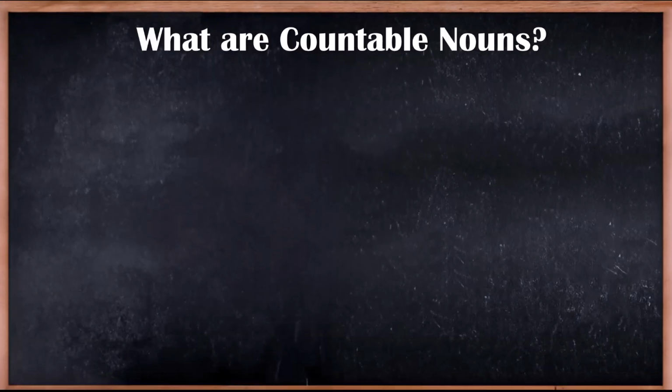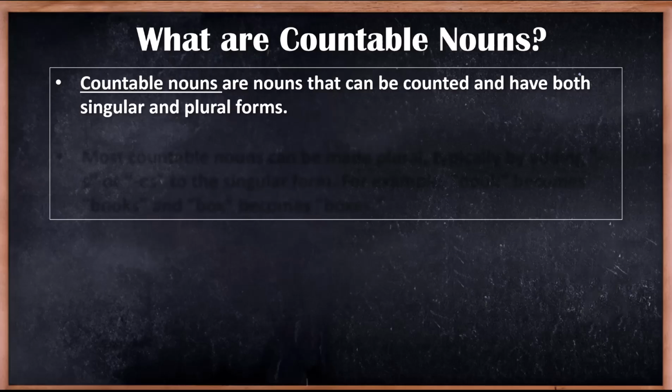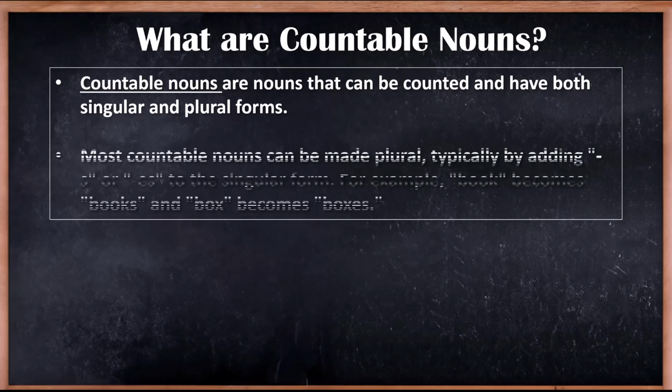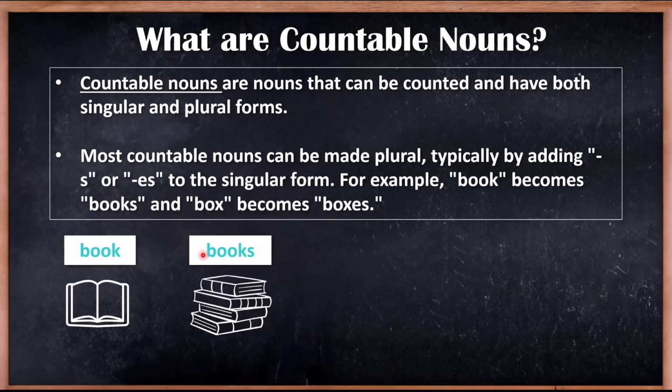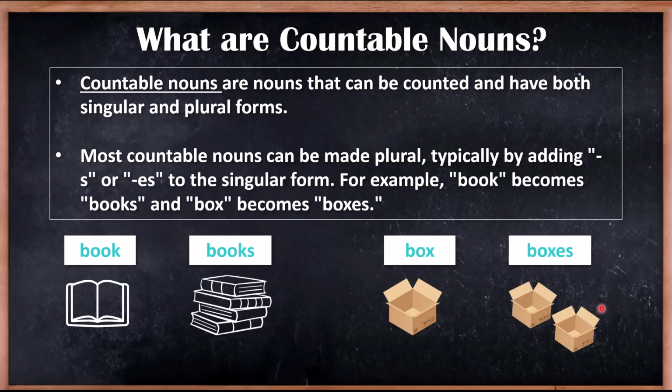First of all, what are countable nouns? Countable nouns are nouns that can be counted and have both singular and plural forms. Most countable nouns can be made plural by adding s or es to the singular form. We discussed that in my previous video. For example, book becomes books and box becomes boxes. So book would be a singular countable noun and books would be a plural countable noun. Box is a singular countable noun and boxes would be a plural countable noun.